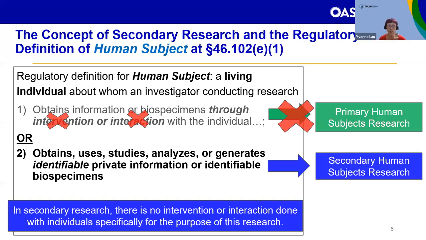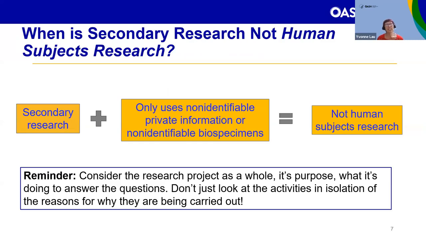So in secondary research, there is no intervention or interaction done with individuals specifically for the purpose of this currently proposed research. So hopefully that's clear. So when is secondary research not human subjects research?